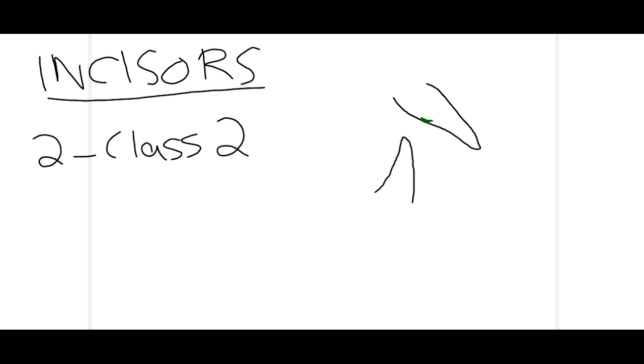Class 2 incisor malocclusion is defined as when the incisal edge of the lower incisors lies posterior to the cingulum of the maxillary central incisor. You can see with this red arrow the position of the cingulum in relation to the incisal edge of the mandibular central incisor. It is posterior to the cingulum of the maxillary central incisor.